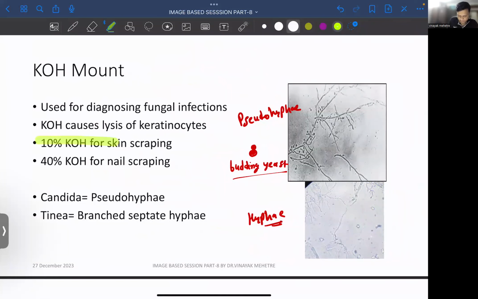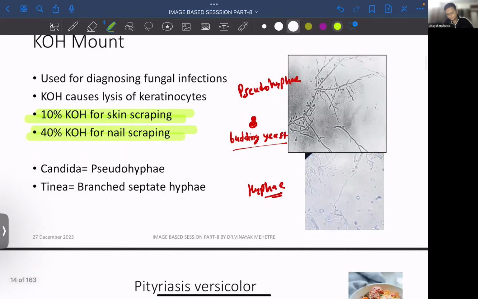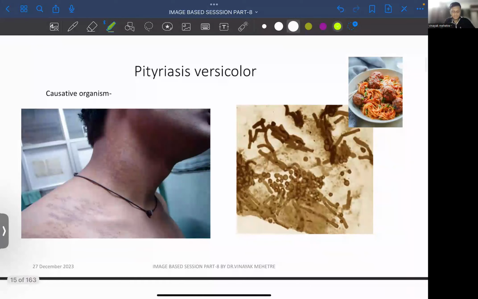Dermatologically, if we are doing skin scraping, 10% KOH will be used. For nails we will use 40%, because nails are harder, right? Nails are harder. Everybody knows this, right?